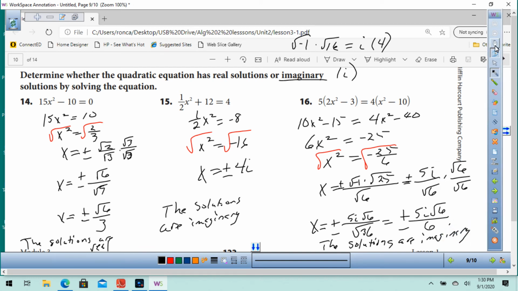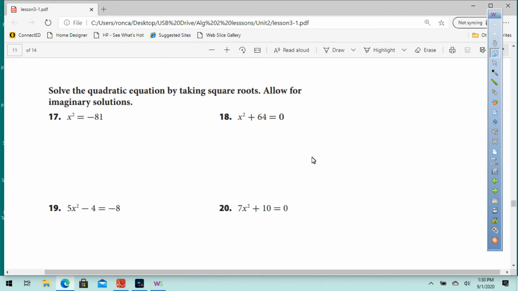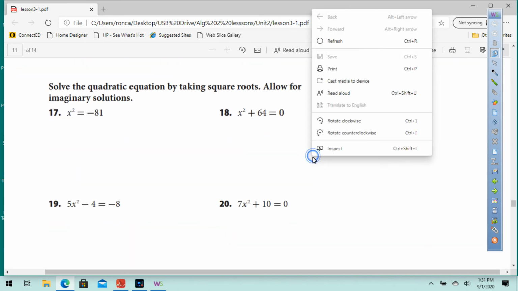Cool beans. What else we got here? Oh yes, this is one of the good ones. We got bunches.